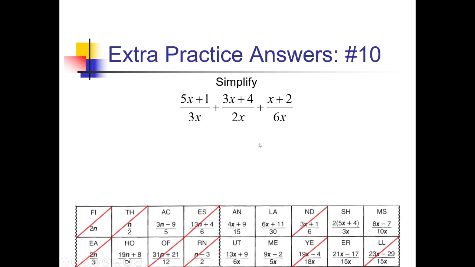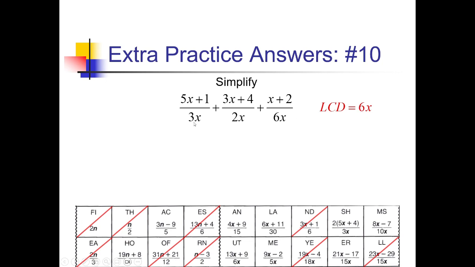These all have different denominators. Let's look at the numbers first in getting an LCD. So we have 3, 2, and 6. 6 is the biggest, and it is divisible by 3 and 2. So 6 goes in the LCD, and at least one of these has an x, so we have an x in there as well. All right, so I need to turn each of these denominators into 6x.